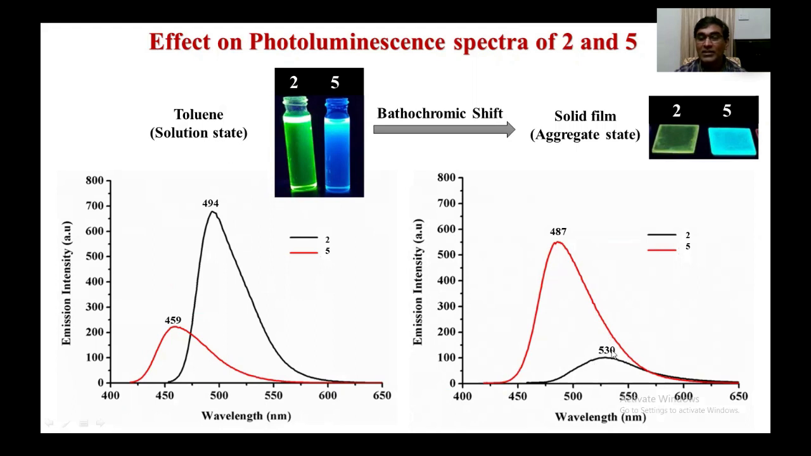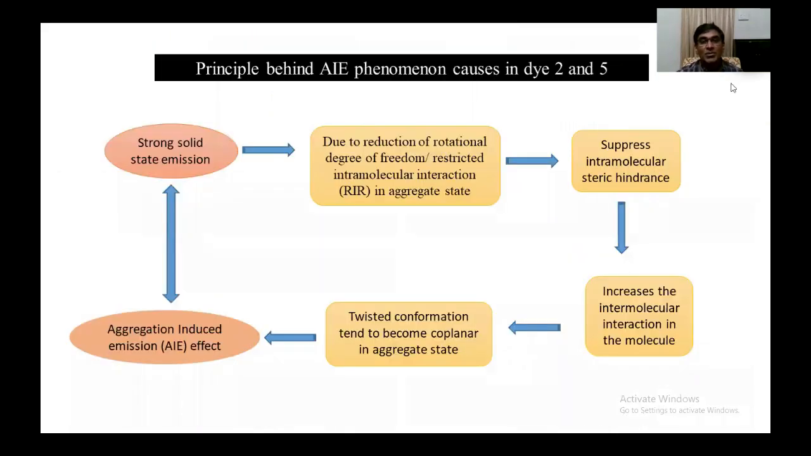Okay, so having seen different donor moieties from the central core, that is the acceptor, the absorption as well as the emission properties of the molecule change, and that also affects getting the good AIE properties within the molecule. Now, the principle behind the AIE phenomenon in 2 and 5, why we get the strong solid state emission, is the reduction of rotational degree of freedom.